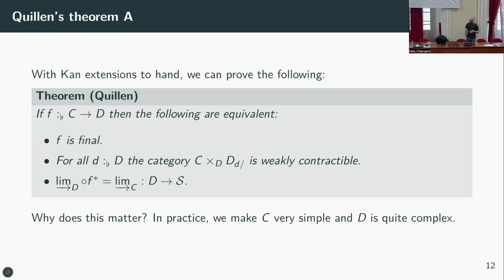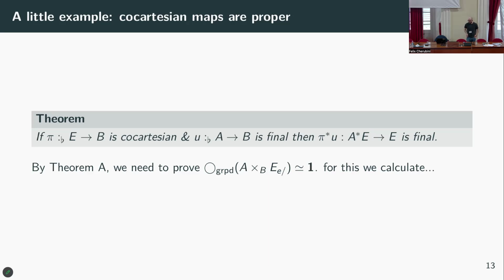All right. And for an example of how this can be applied, we're actually able to prove now that co-Cartesian maps are proper. So this is another rather useful theorem that gets used in various technical places. And what this says is that if we have some map between types and it's co-Cartesian, not too many details on what that is, and we have that A to B is final, then we're able to pull that back and obtain something which is also final. And this is not generally the case. In particular, this doesn't hold for Cartesian fibrations, for instance.